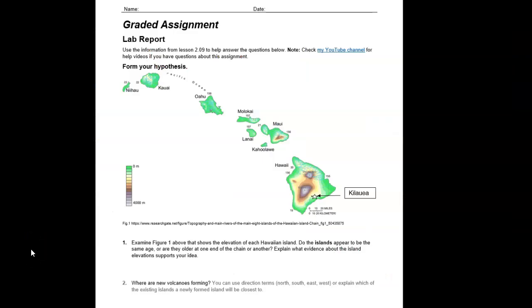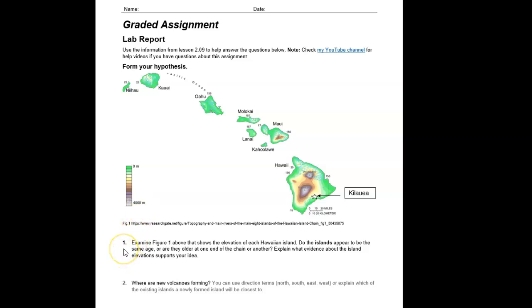So once you have your document opened, this is called the Island Chain Formation Lab Report. We will look through the questions together. So the first piece of information you're given is a diagram that shows the Hawaiian island chain, and it gives you a map with elevation data. So it shows you the numbers in green are the lowest elevations, and we move up to yellows, browns, and then even grays, and those are the areas of highest elevation.